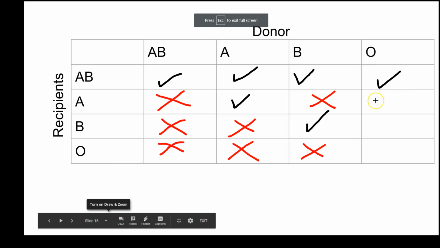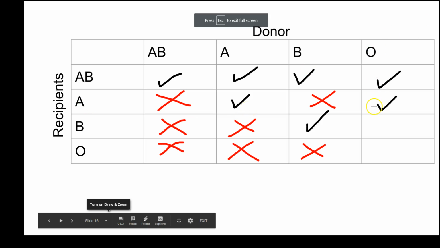Can O give to A? Well, yes. According to that same logic, it's no problem. And there's no antigens on O, so A doesn't see anything. The person who has the A blood type, their antibodies can't find anything on O, so that's fine.